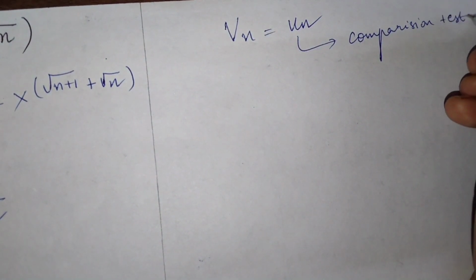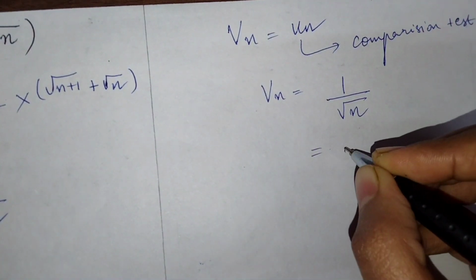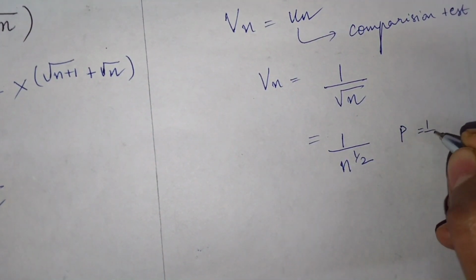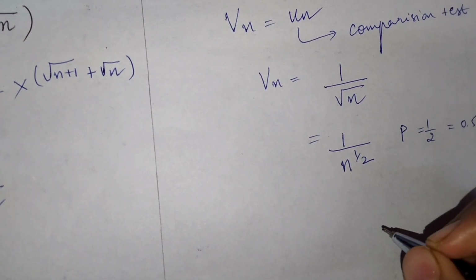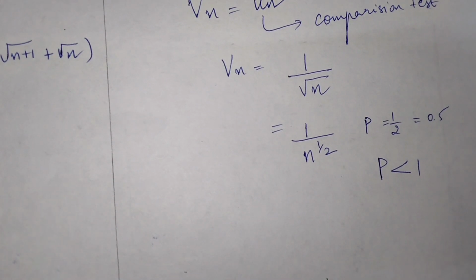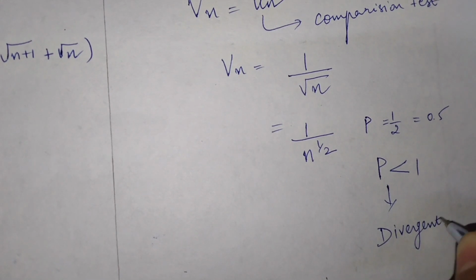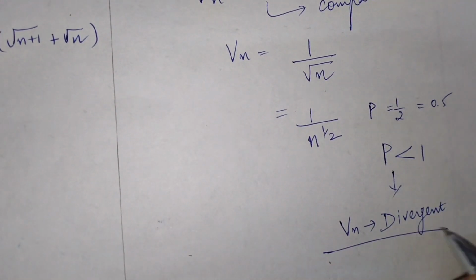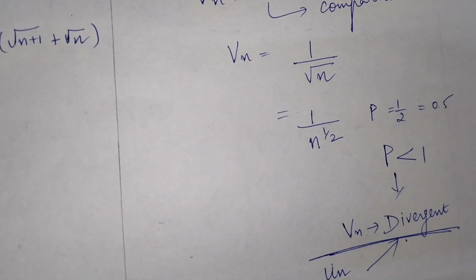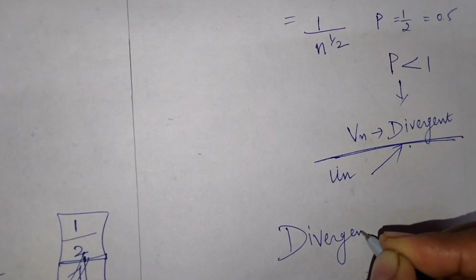Okay. So Vn is equal to 1 by under root n. That is 1 by n raised to 1 by 2, and value of P is here 1 by 2, that is 0.5. So we can say that here P is less than 1. And whenever P is less than 1, answer is divergent. So our Vn is divergent, and as Vn is equal to Un, Vn is divergent, Un will be also divergent. So answer of this question will be divergent. Okay.